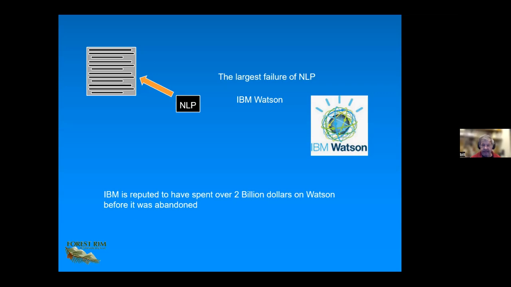But what IBM did was they tried to turn Watson from an associative recall machine into a business machine. And it's reputed that IBM spent over $2 billion, not million, $2 billion on Watson before it was abandoned. IBM sold Watson earlier this year and gave up on Watson. And that's just one example of failure of NLP. That's the biggest one and the most obvious one, but it's out there in public. And again, if you don't believe me, get on the internet and look up IBM Watson and see what you find. And so that was an NLP experience, and most corporations don't have $2 billion to throw away.